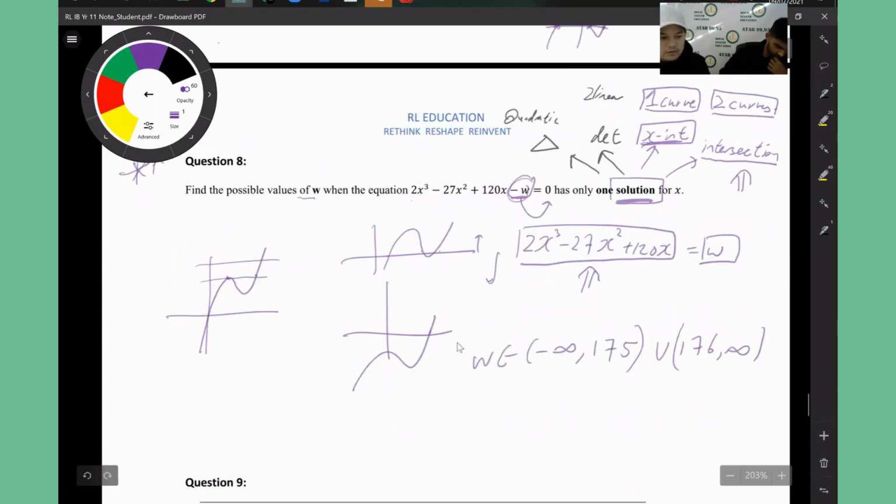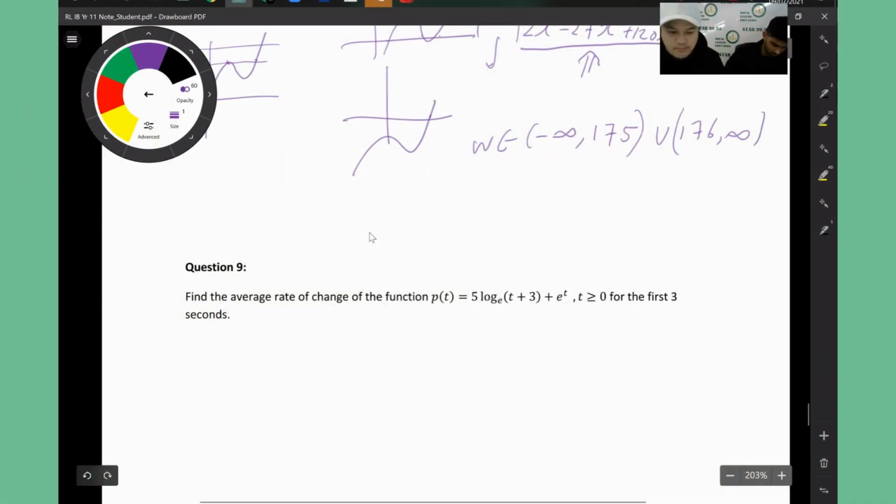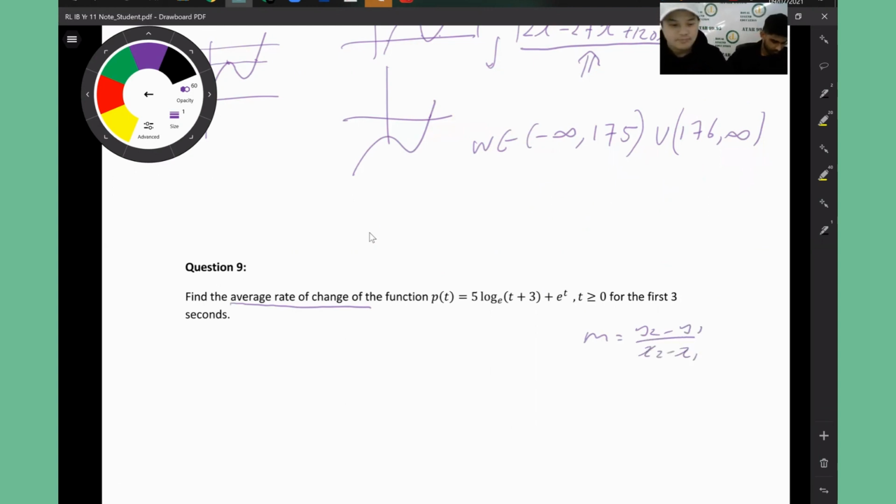All right, 2 more, 9 and 10. All right, average rate of change. Formula: y2 minus y1 over x2 minus x1. Agree? You should know that. First 3 seconds, which means from 0 to 3. You should know that as well.